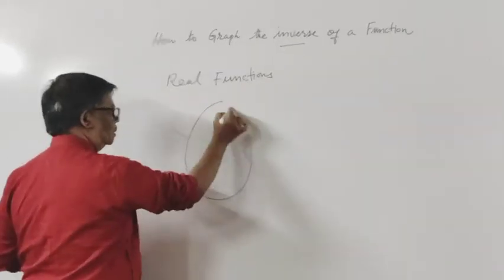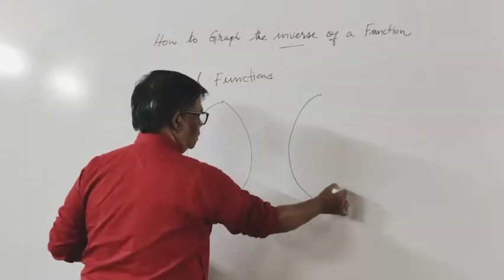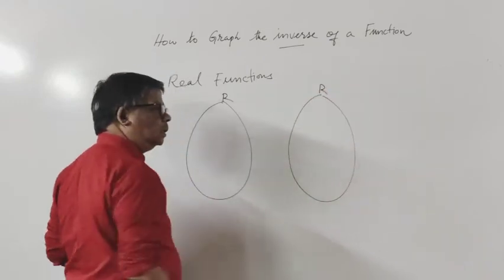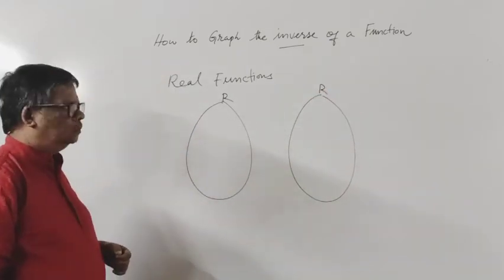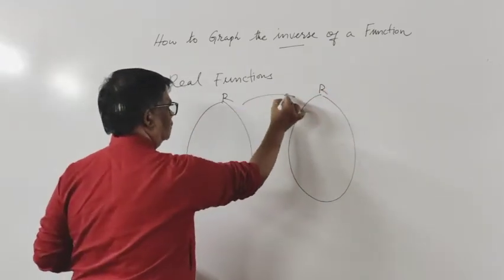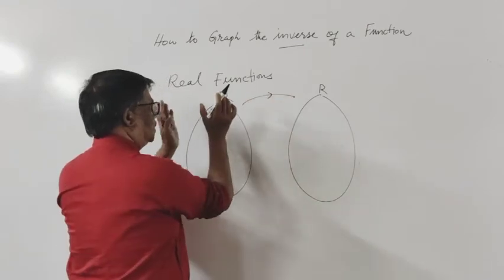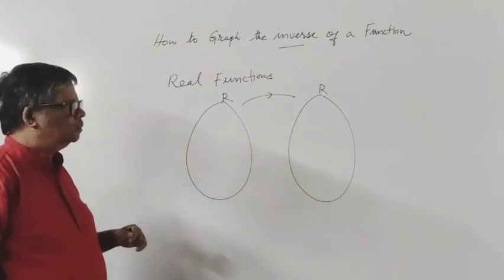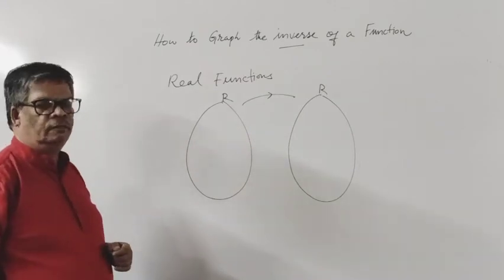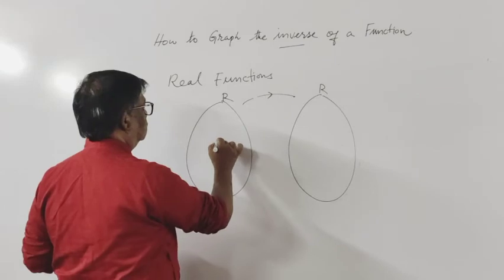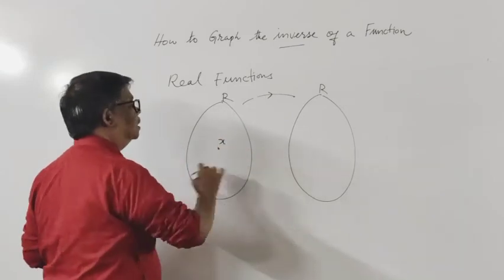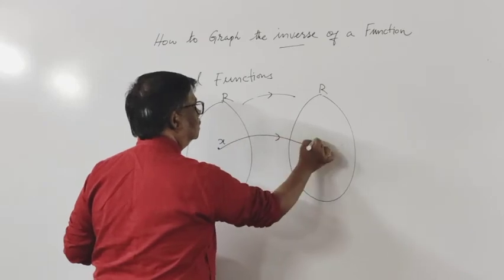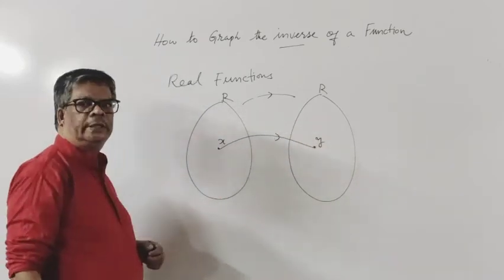Suppose the domain and the codomain both are subsets of real numbers. In that case, the function defined from R to R, or a subset of R to a subset of R, is called a real function. Here, suppose you take x as a real number and x is sent to y, which is also a real number.